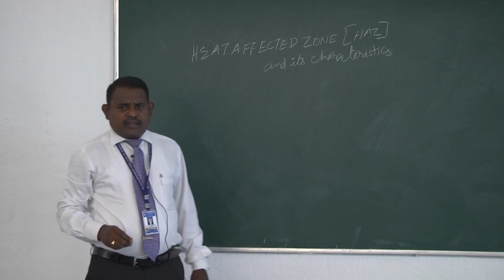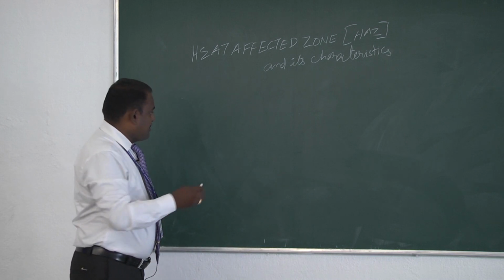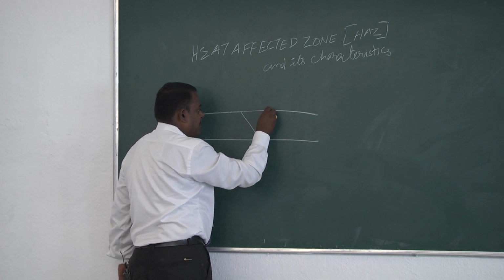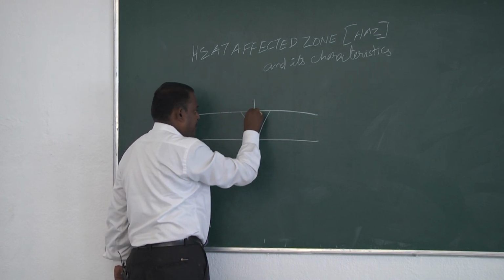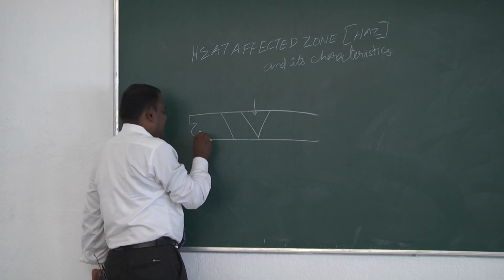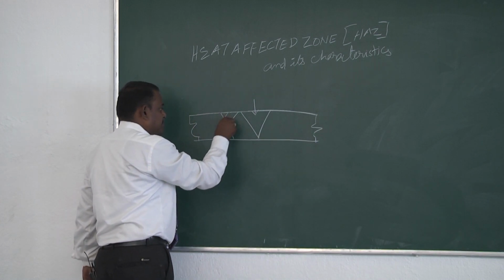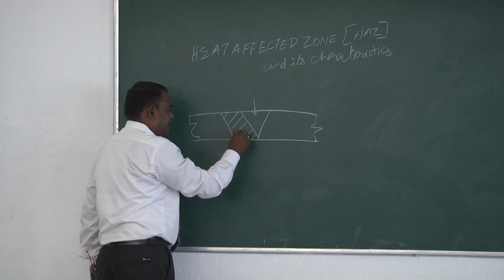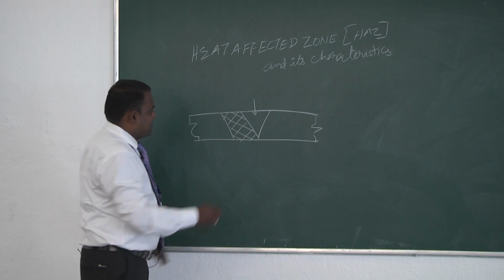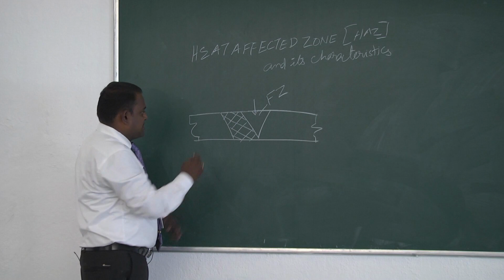So, in welding, the primary part is the weld joint. This is your weldment, where we have a complete fusion of the weld metal, and a small area of the base metal which is highly affected by the heat of the welding process. This is normally called the heat affected zone. This region is called the fusion zone, FZ, and this is your HAZ.